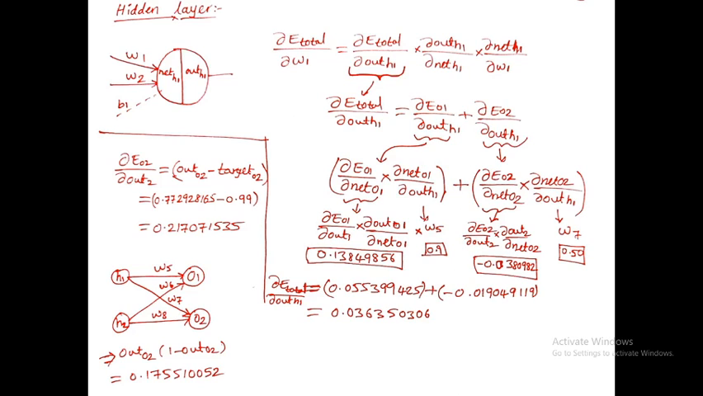So now you have to multiply these two values, which is ∂E_o2/∂out_o2 into ∂out_o2/∂net_o2, which is nothing but 0.217071535 into 0.17551052. On the left side we have two values, right? Those two values if you multiply, you will get the corresponding value, in the box I have given, as 0.0380982. That is with respect to ∂E_o2/∂net_o2.